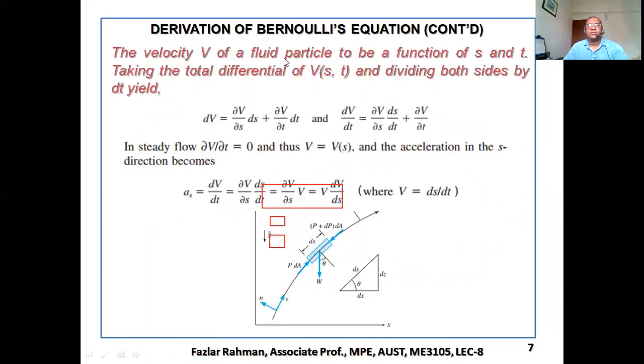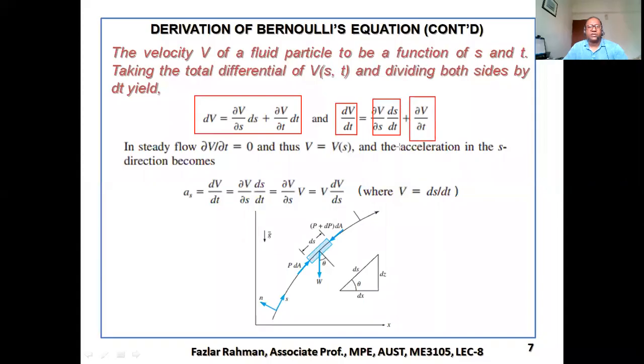Now our derivation starts from here. The velocity of a fluid particle is a function of s and t. Now you have this equation we already showed you in the previous slide, right? Now for this equation, you divide both sides by dt. So on the left side you get this, and on the right side this one and this one.